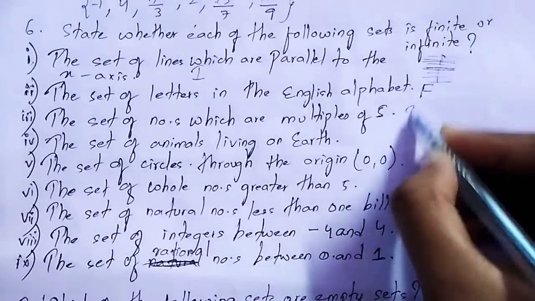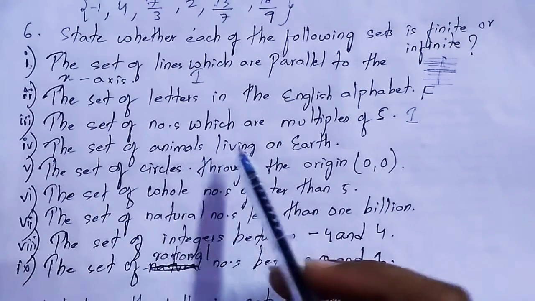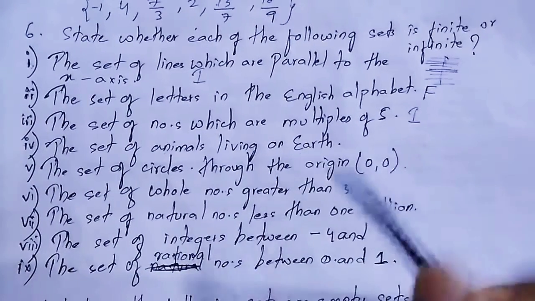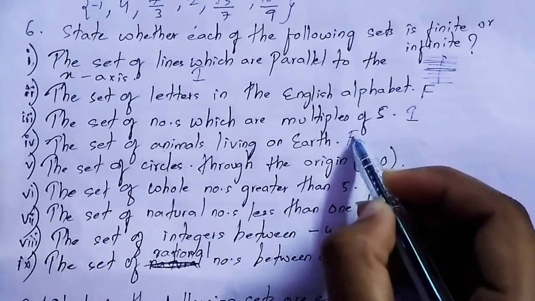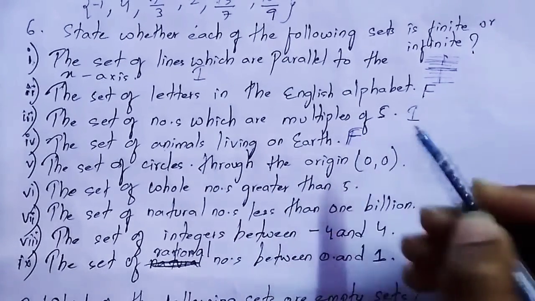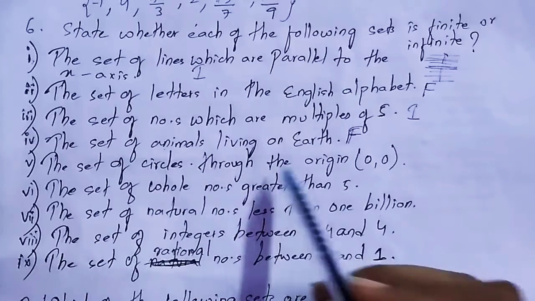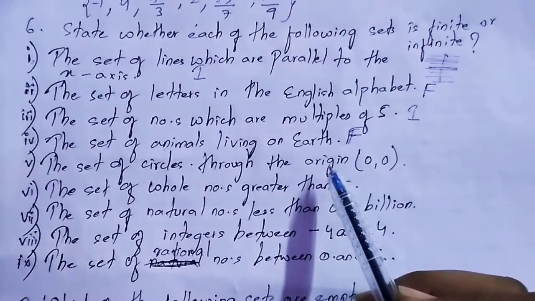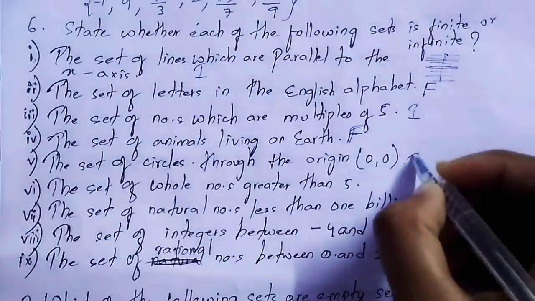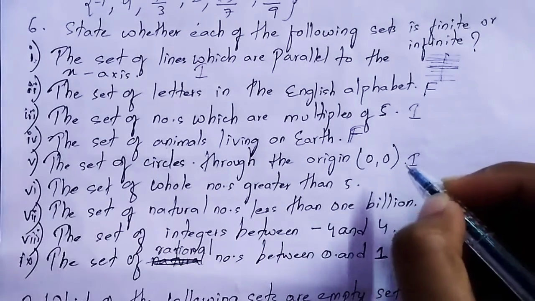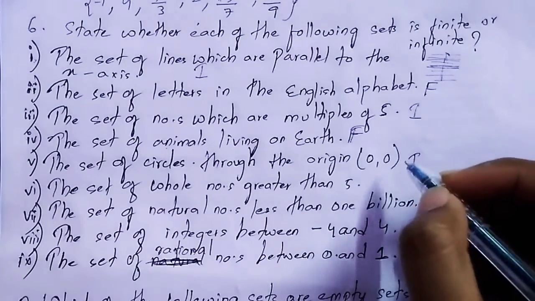So this is infinite. Next one, the set of animals living on earth. So friends, this is also a finite set because this is limited. Next one, the set of circles through the origin. So friends, this is infinite. You can draw any number of circles through the origin. It is not limited. So this is infinite.